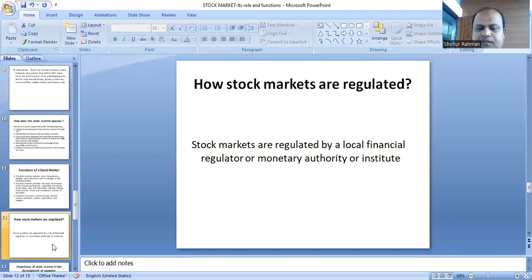How are stock markets regulated? Stock markets are regulated by the local financial regulator or monetary authority or institute.